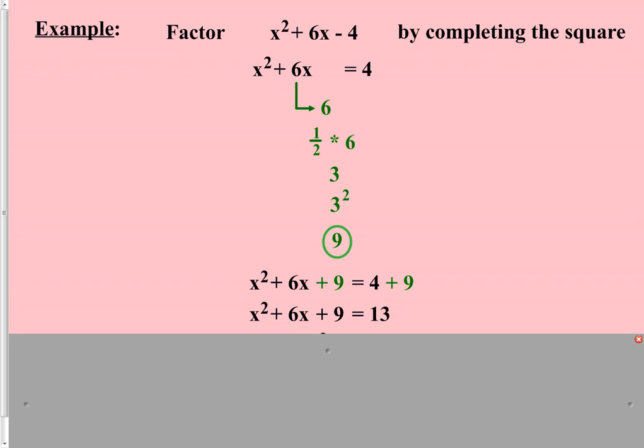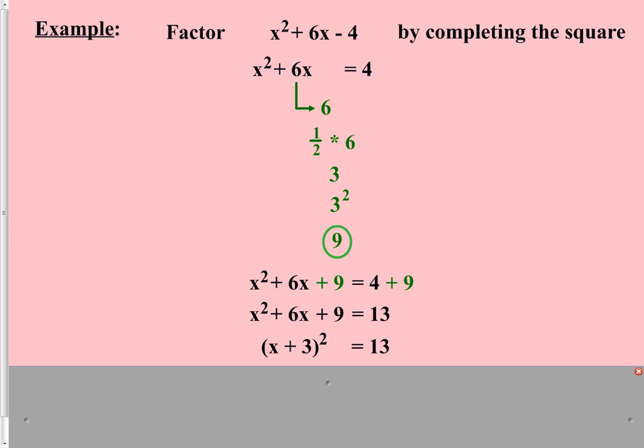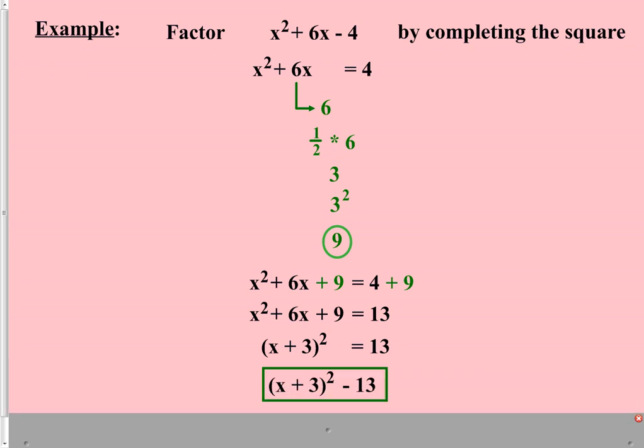The lead term is the square root of the first term. Square root of x squared is x. The trail term is the square root of the constant. Square root of 9 is 3. And the sign in our binomial should match the sign of our b term, which is also positive. x plus 3, quantity squared, equals 13. Bring the 13 back, and we've got our factorization. x plus 3, quantity squared, minus 13. Now, like all the other problems we've seen with factoring, you can absolutely re-expand this by doing the multiplication, and you should get your original problem back.